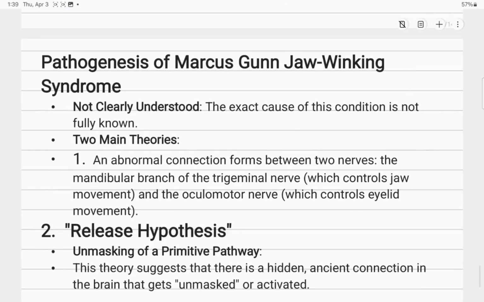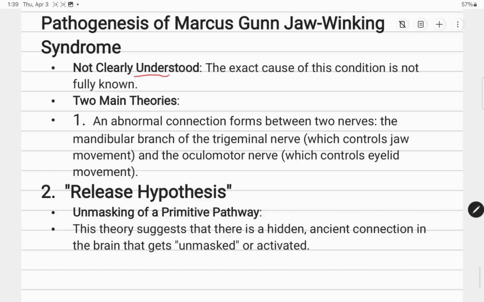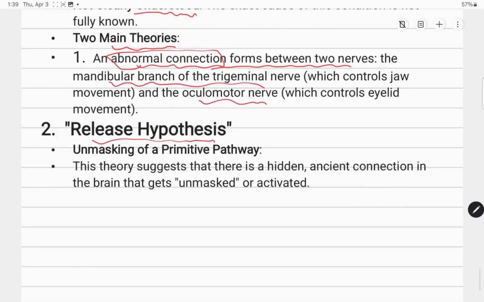But what is the pathogenesis of this syndrome? Overall its pathogenesis is not understood, so there are basically two theories. The first theory is that there is an abnormal connection between two nerves, the mandibular branch of the trigeminal nerve and the oculomotor nerve, an abnormal connection that develops late in life. The other theory is the release hypothesis. According to this theory, there is a hidden ancient connection in the brain: both of the nuclei of these nerves have some ancient connection, which normally disappears, but in this case it doesn't disappear, due to which this syndrome occurs.